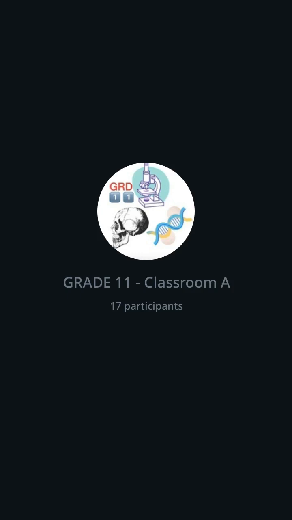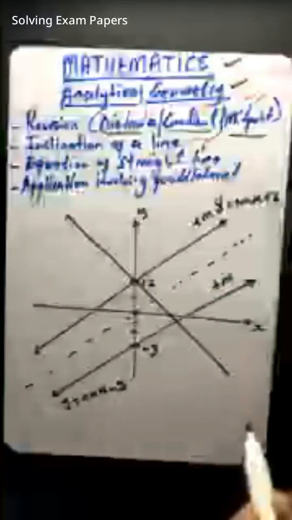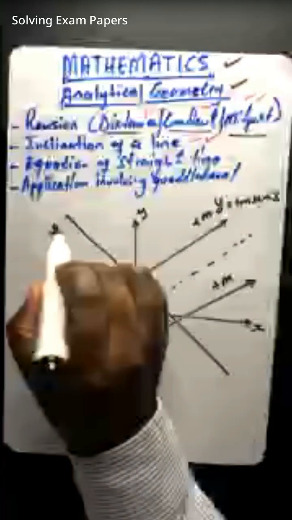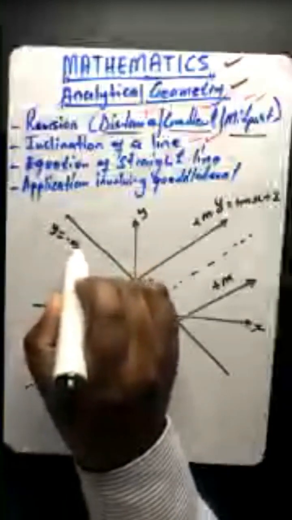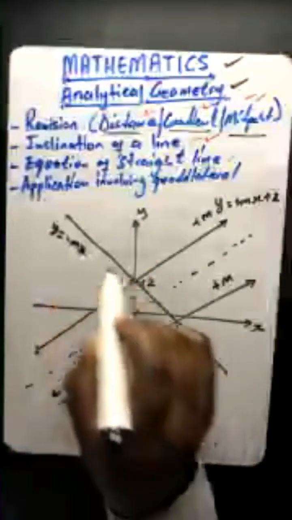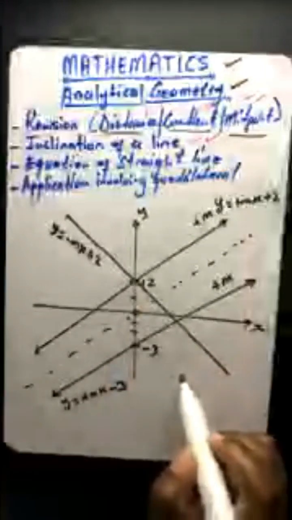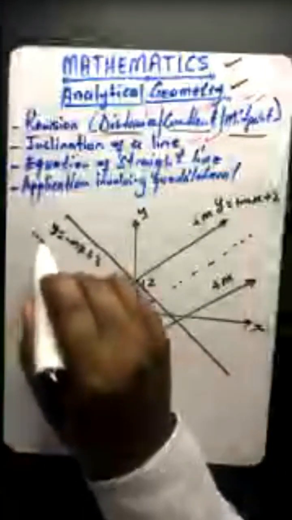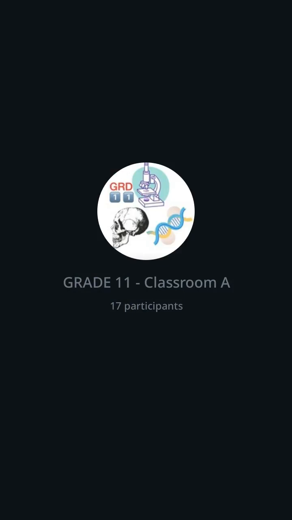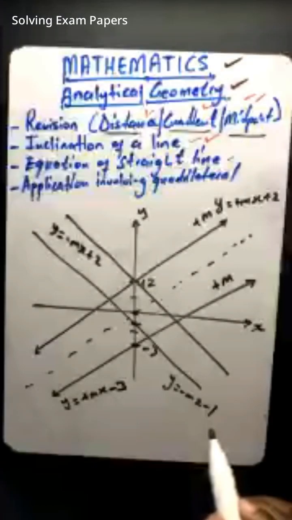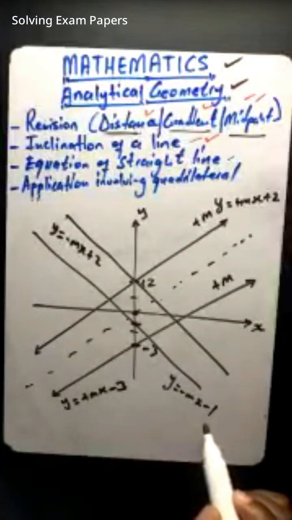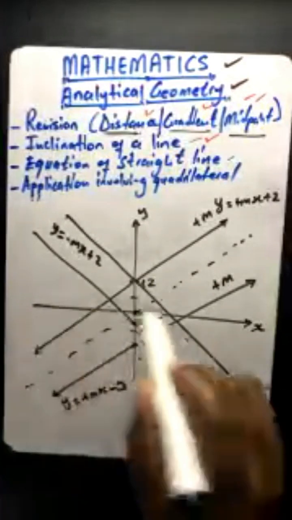Okay, now let's have a look at that one. Meaning this one, y equals already a negative gradient. Let's see the c value, okay, it's positive 2 because it is above the origin and shifted by 2 units up. You just need to calculate the gradient for those two lines.